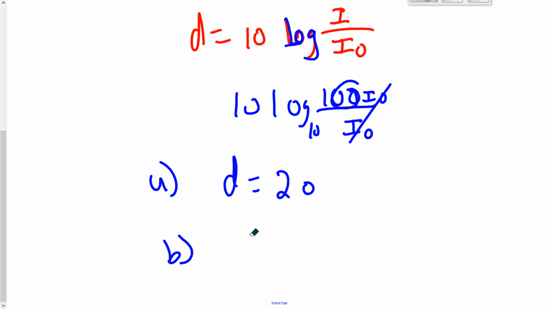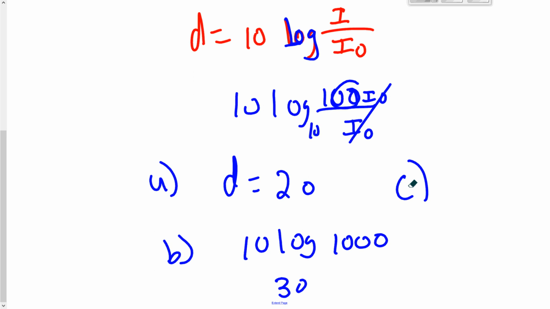B is then taking 1,000. All right, so basically log of 1,000. How many zeros do you have? That'd be 3, and then times 10 would be 30. C is 100,000. So basically, how many zeros do you have? You have 5, and then times 10 would be 50. And then D is 1,000,000. How many zeros do you have? You have 6. 6 times 10 is 60. So those are all my decibel readings: 20, 30, 50, and 60.